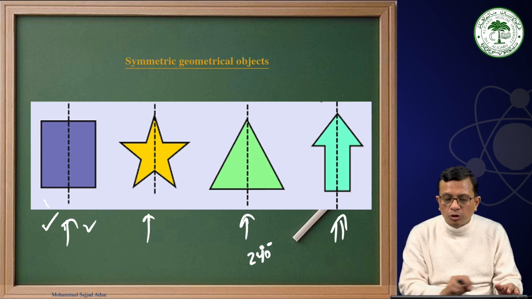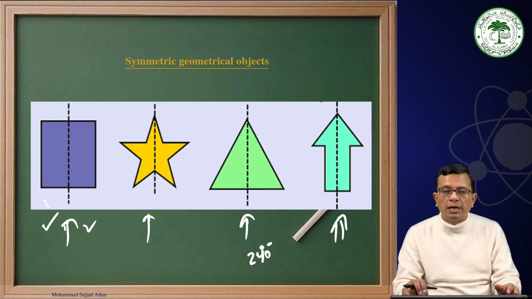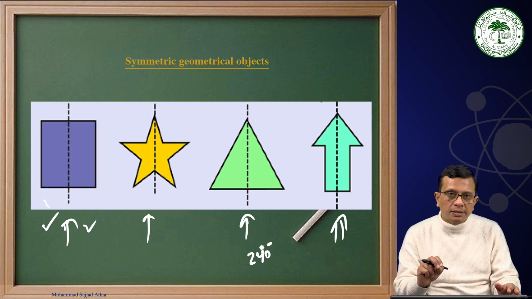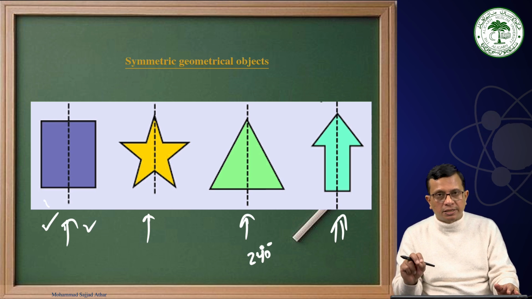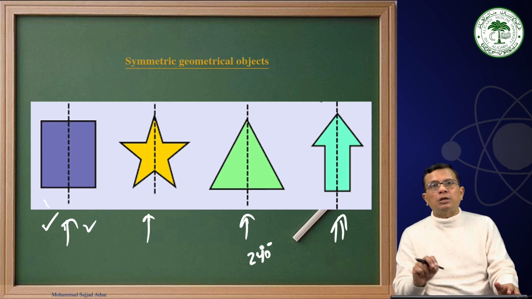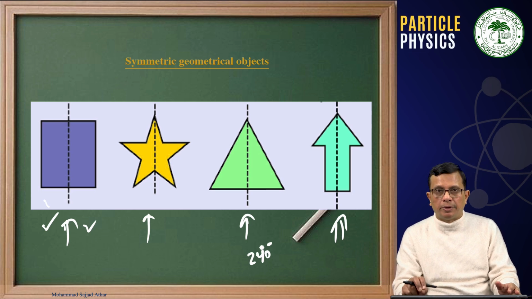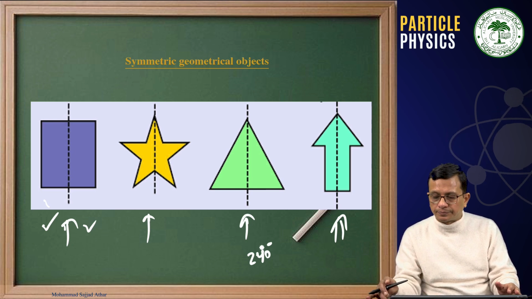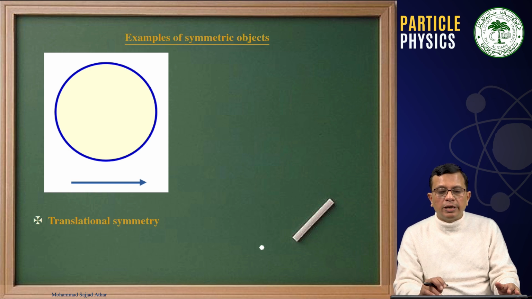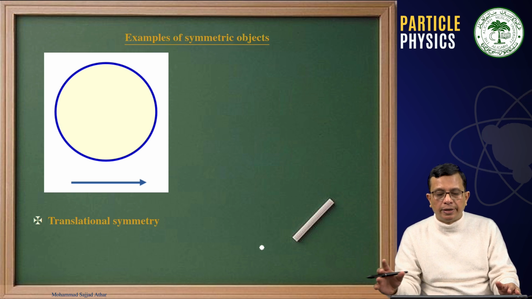Therefore, these objects are symmetric under rotation at certain angles, but not at all the angles. Therefore, they have discrete symmetry. Okay? While if you talk about a sphere, like the rotation of the earth, that is continuous. Now let me take some simple examples before we delve into great detail.